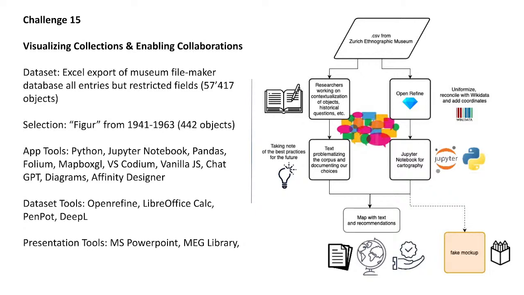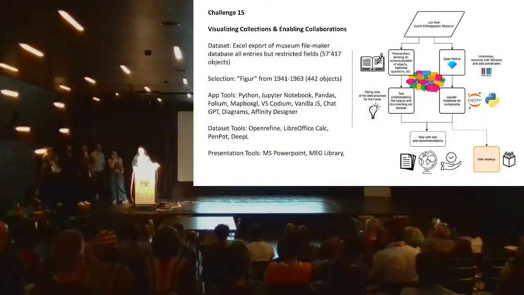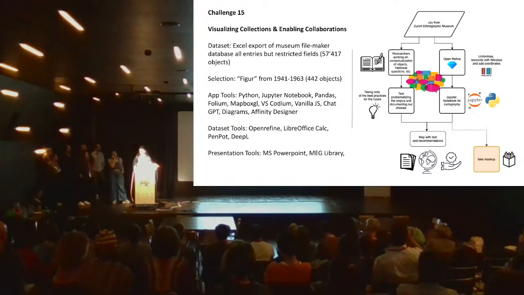And on the other part of the room, the researchers were working on contextualization of objects, historical questions, and so on. They wrote a text problematizing the corpus and documenting our choices. And at the same time, they were taking note of all the best practices that the museum could take away with putting the data online or open or whatsoever. So you have multiple outputs, and I think they all go together because a map needs to be commented and data needs it, it's important.